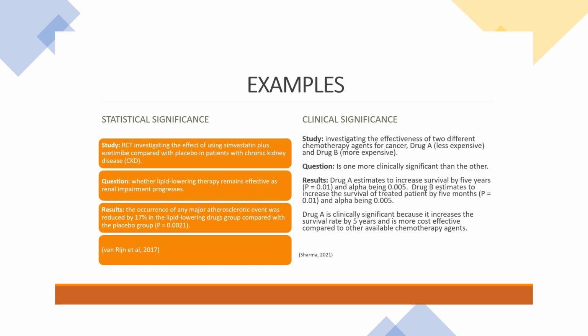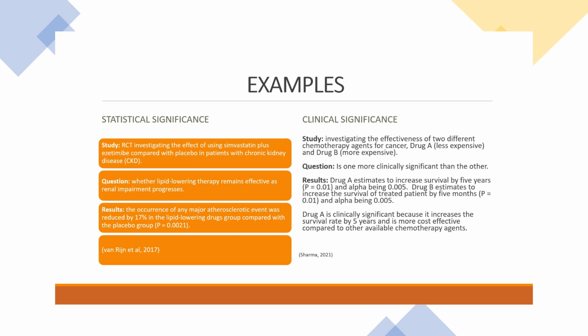Hi, my name is Shakisha Lawson, and I'm going to go over some examples of statistical and clinical significance. So the first is an example study for statistical significance. There was a randomized controlled trial study done investigating the potential protective effects of using simvastatin compared with the placebo in patients with chronic kidney disease. So basically, the study was done to determine whether lipid-lowering therapy remains effective as renal impairment progresses.